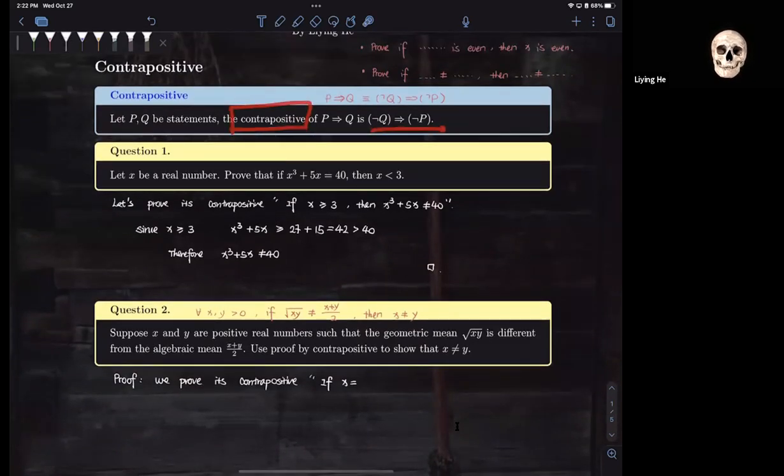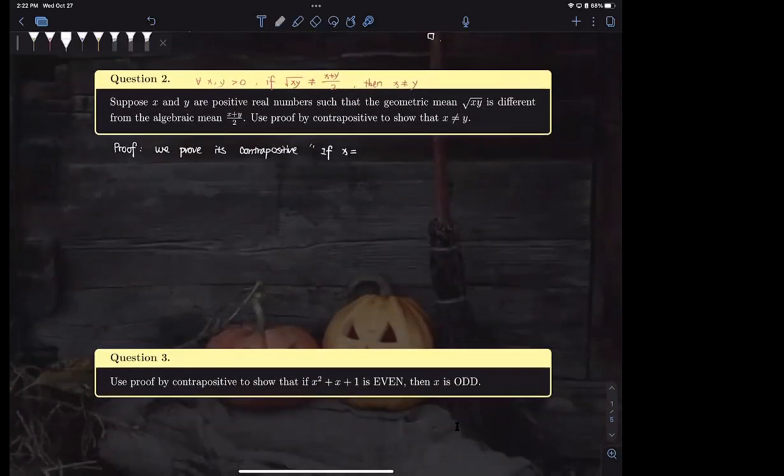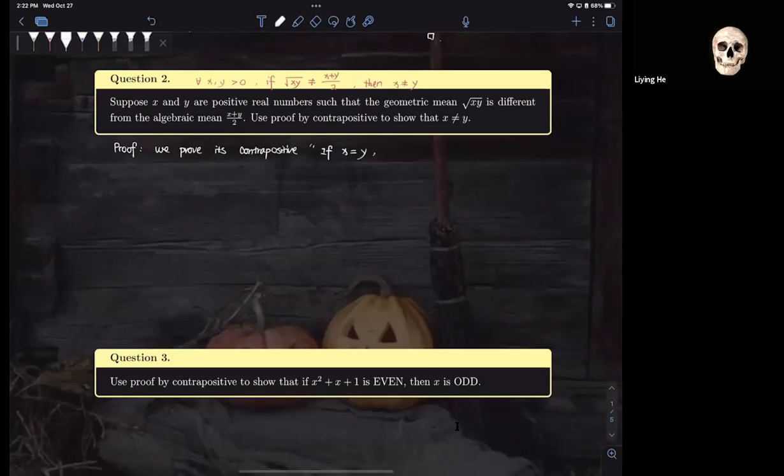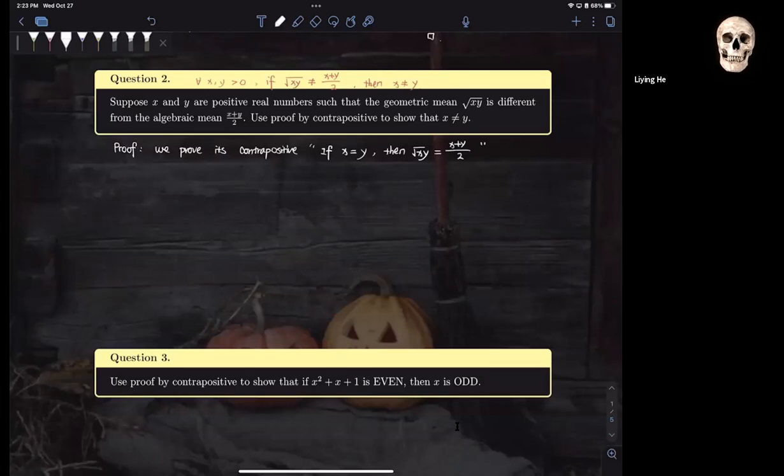The contrapositive of P implies Q is: not Q implies not P. So if x equals y, then the square root of xy equals (x plus y) over 2. This is quite important, because for contrapositive questions a lot of students will get their contrapositive wrong, and then you get 0.